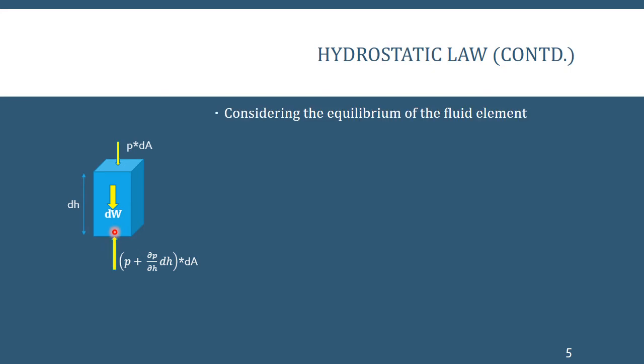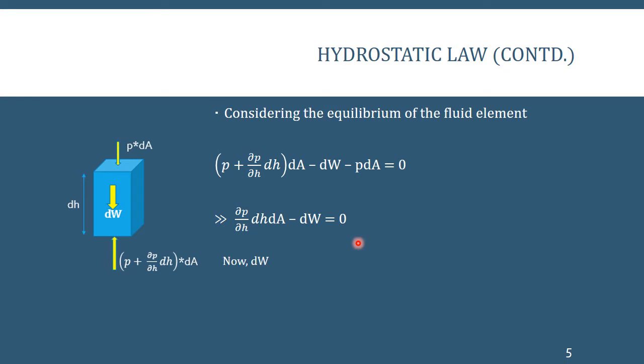Now considering the equilibrium of the fluid element. Why do I say that the fluid element is in equilibrium? Because the fluid is at rest. So the net force acting on the fluid element should be equal to 0. So in the y direction, I will get (P plus ∂P/∂H into dH) into dA minus dW minus P into dA equal to 0. This is sigma Fy equal to 0. The net force in the y direction, I have equated to 0. Now on solving, P into dA minus P into dA will get cancelled off, and I will get ∂P/∂H into dH into dA minus dW is equal to 0.